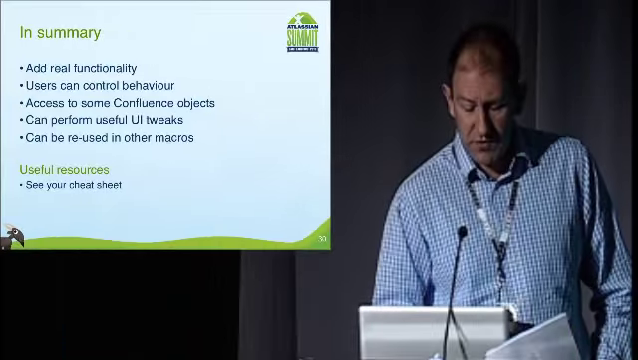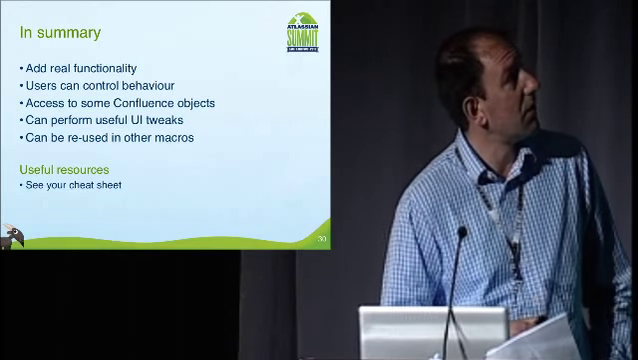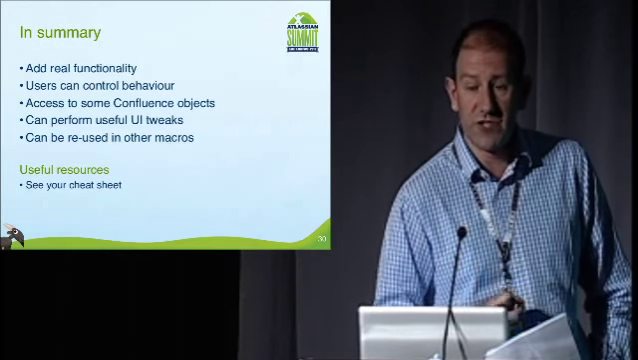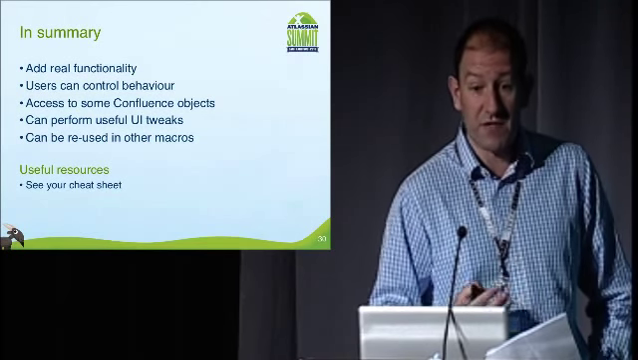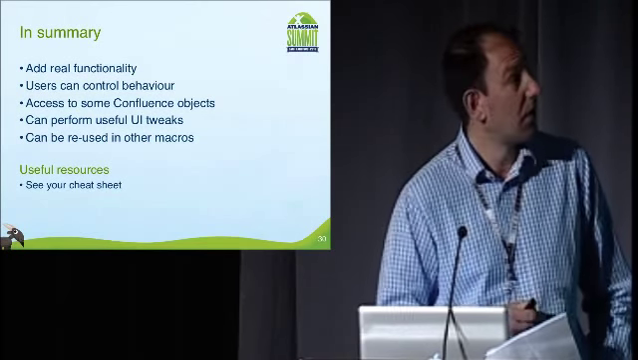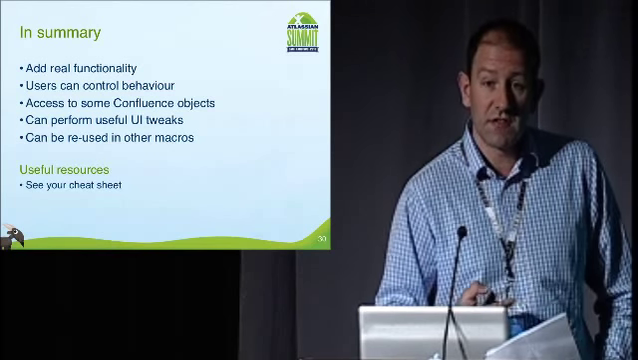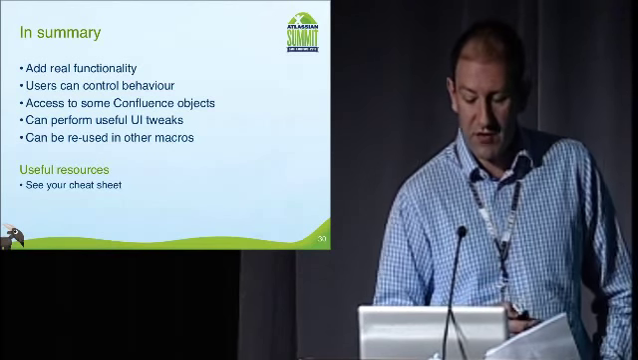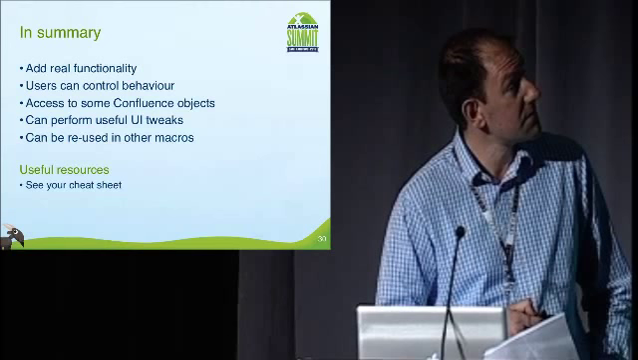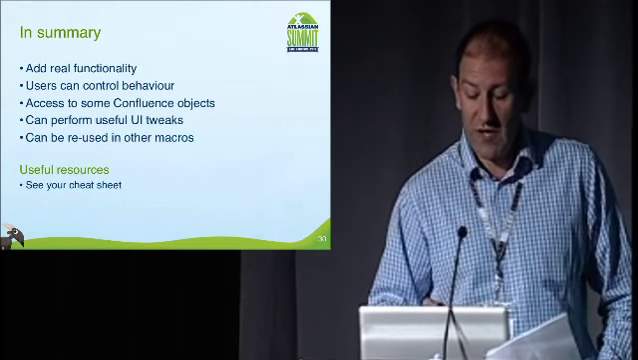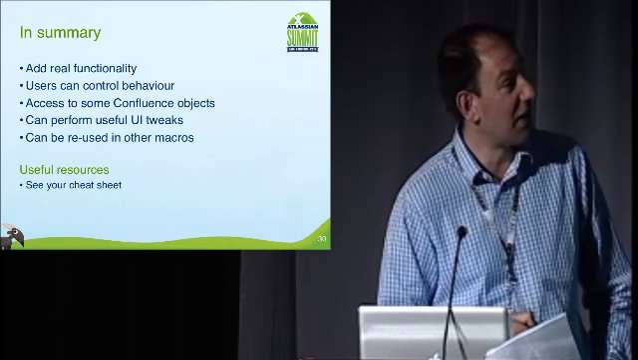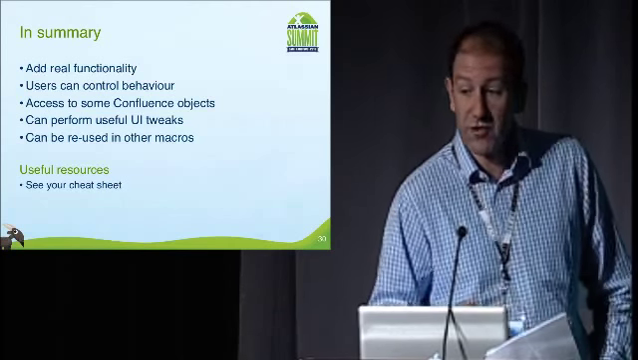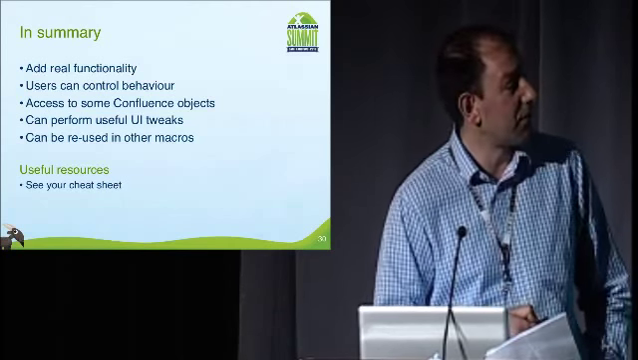So, in summary, we've seen that with user macros, we can add some real functionality to Confluence. We've seen also how users can control the behavior of those user macros to suit their needs. We've seen that we can access some elements, some objects available within Confluence, and perform some operations with those. And we can perform UI tweaks, both in custom plugins and in standard functionality available in Confluence. We can also reuse macros within other user macros.